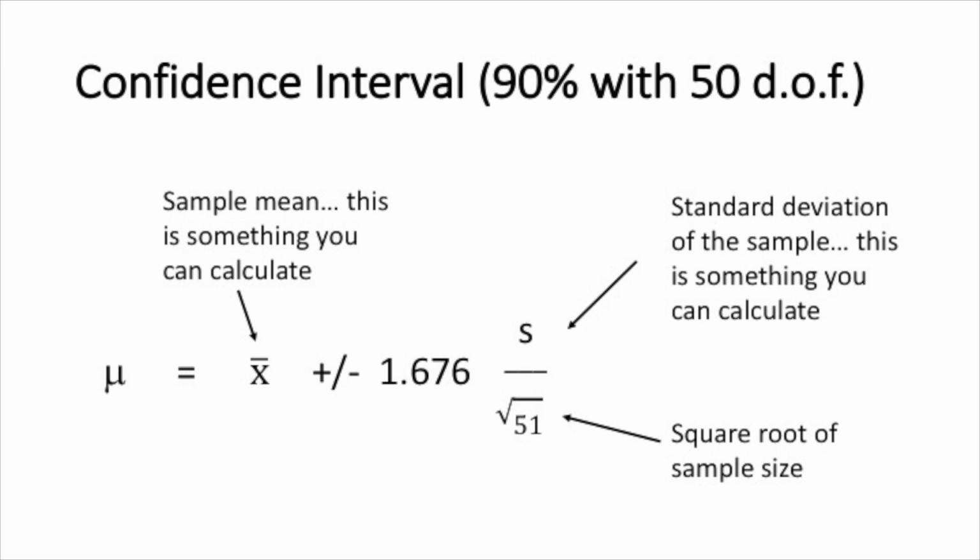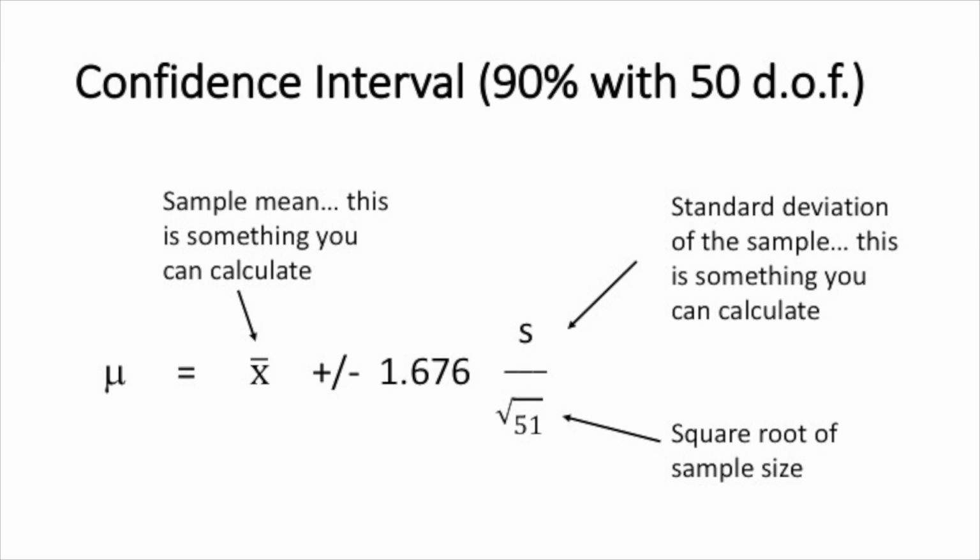Now, if you want to use information from a sample to calculate a population mean value, and you've decided you want to do a 90% confidence interval with a sample size of 51, which gives you 50 degrees of freedom, this is the formula that you'd use. Mu, again, that's the population mean, equals x bar. This is a sample mean. This is actually something you can go out and calculate. If you just collect information on 51 people, you can put that information into Microsoft Excel and calculate a sample mean, plus or minus 1.676. That's the t-statistic that we found.